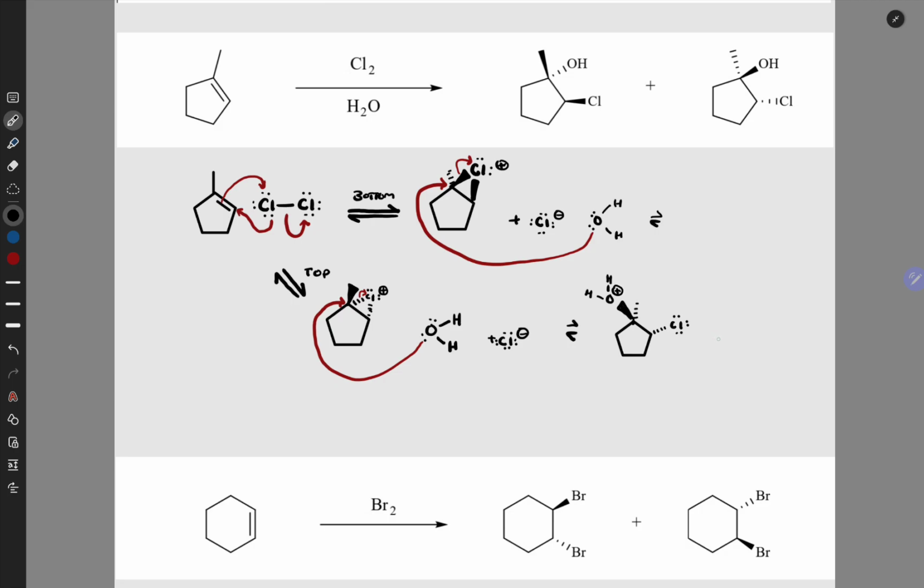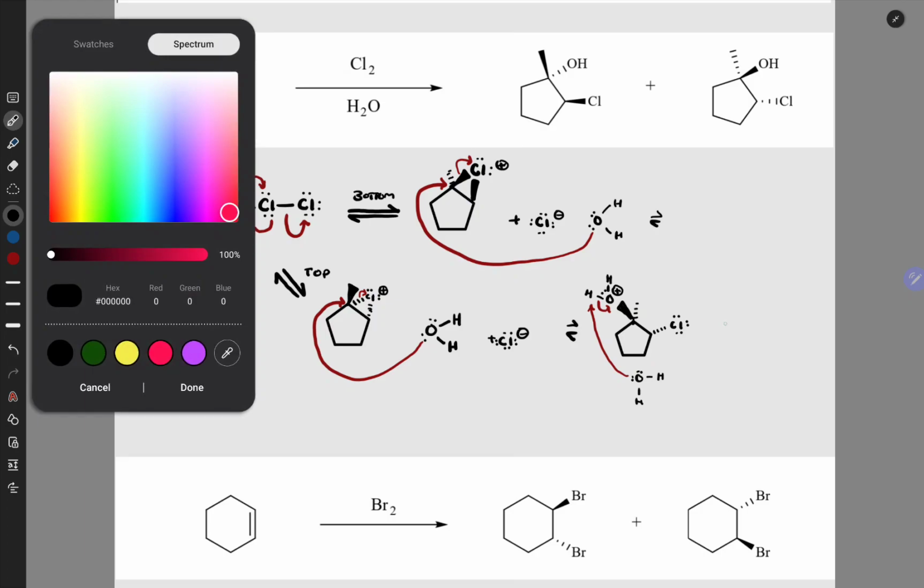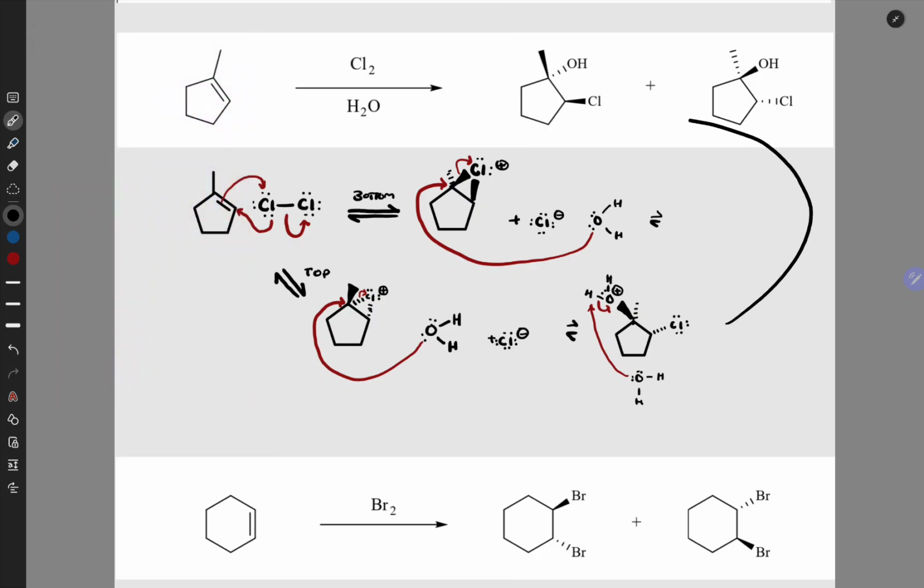The same thing will happen where H2O will come and take one of the hydrogens off and push it back onto, let me draw those electrons, push it back onto the oxygen, thus forming this product. It's really bad arrows, I'm sorry. This one's a little sloppy.